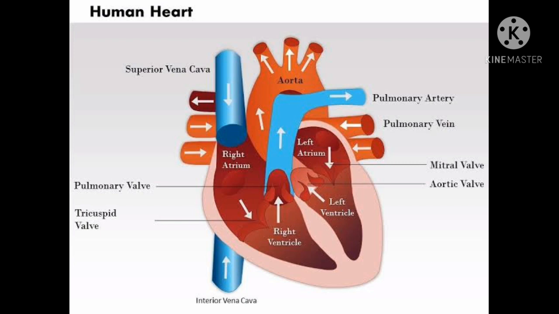Now see the structure of human heart. The human heart consists of what? Four chambers, two atrium and two ventricle. Actually the human heart is divided into two parts, left and right. Again in each, the upper part is known as atrium and the lower part is known as ventricle. Means right side, upper part is right atrium, lower part is right ventricle. Same on left side, upper part left atrium, lower part left ventricle.